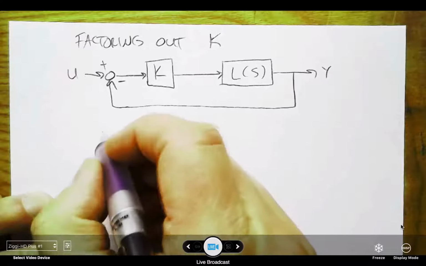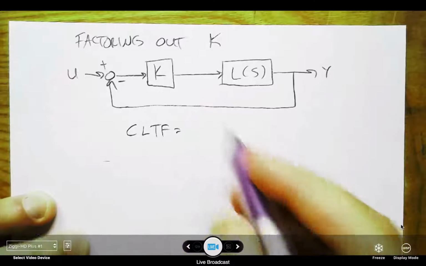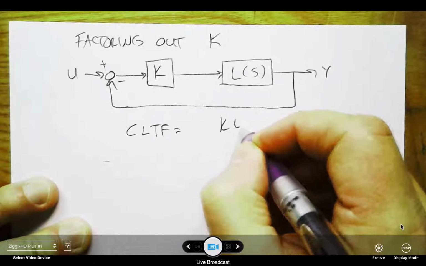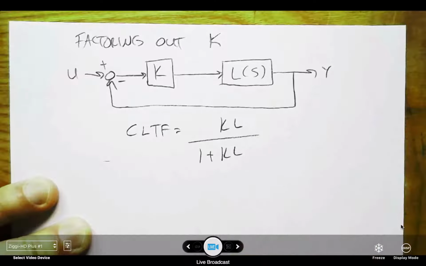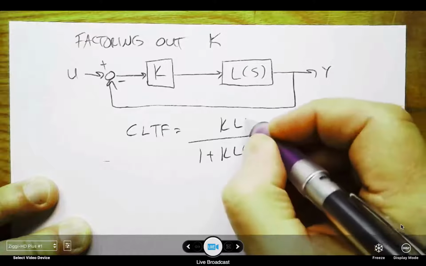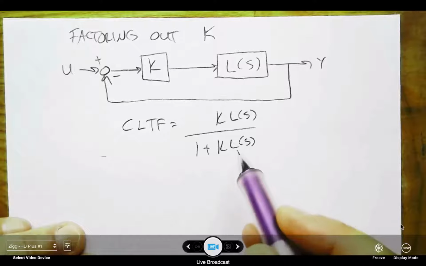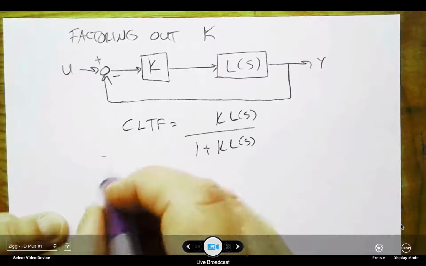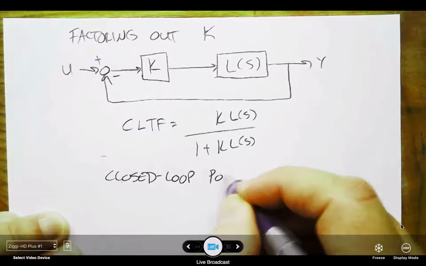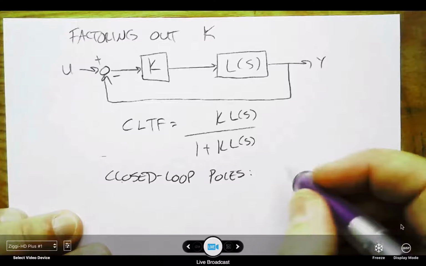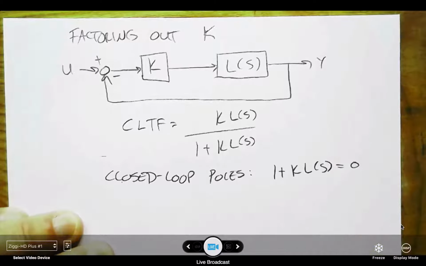The big idea is that if I had this form, then my closed loop transfer function for this system would be k times L over 1 plus k times L. And maybe if I wanted to be really careful, I'd make sure that wasn't L of s. So the fundamental idea behind root locus is that the closed loop poles occur when 1 plus k L of s is equal to 0.